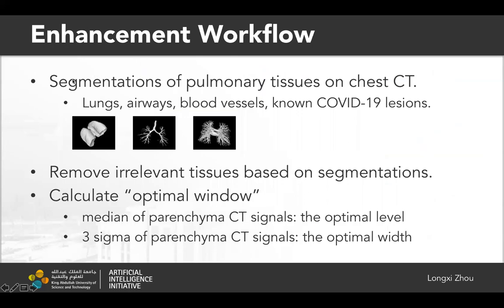The enhancement has 3 steps. First, we segment out some pulmonary tissues like lungs, airways, and blood vessels, and then we remove irrelevant tissues based on these segmentations and only leave the parenchyma that looks normal under the lung window. And finally, we calculate the optimal windows for observing the parenchyma based on the parenchyma CT signals.